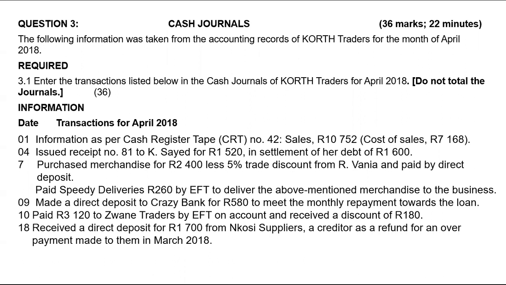Now, on the 7th, we paid Speedy Deliveries 260 by EFT to deliver the above mentioned merchandise to the business. Okay. I normally explain this right at the beginning when I start with accounting, just to explain to students what goes into calculating the cost price of a product. Here we paid Speedy Deliveries to deliver trading stock. The merchandise, the merch we bought above, we actually pay them to deliver that merch.